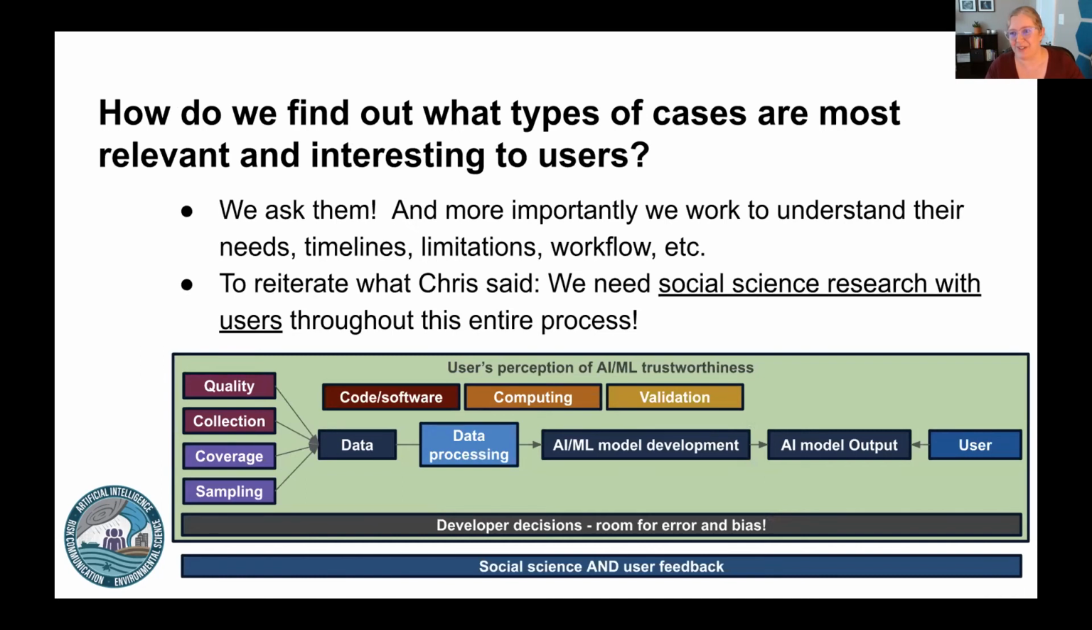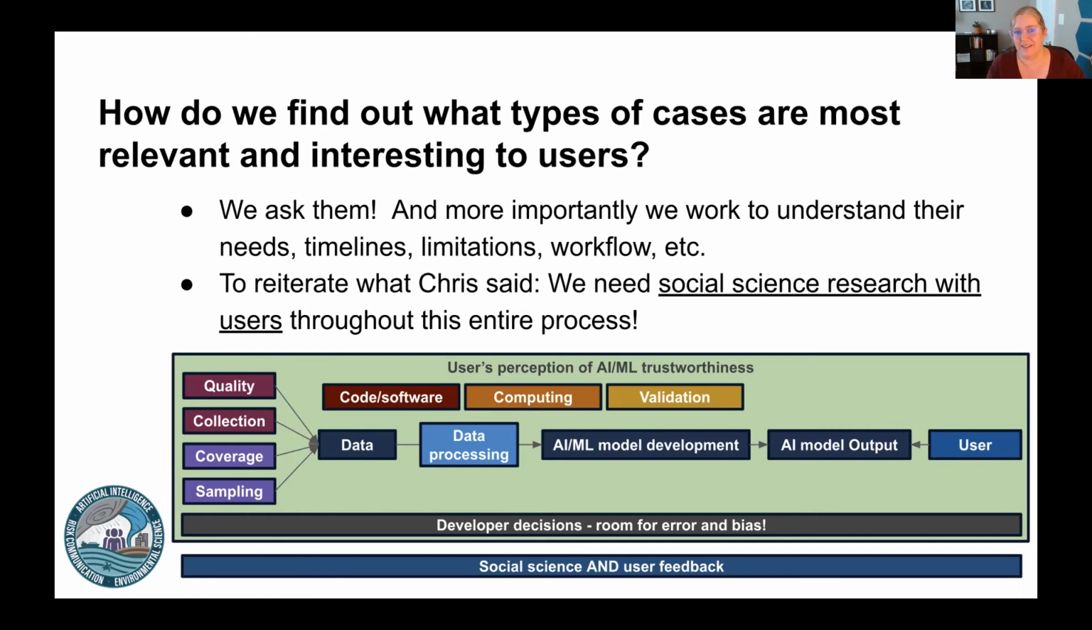So just to continue to drive on this point, how do we find out what types of cases are most relevant and interesting to forecasters? Well, we ask them. Amy showed results of asking the forecasters what they needed in order to trust the product. And Chris and the other risk communication researchers are looking into this as well individually with forecasters.